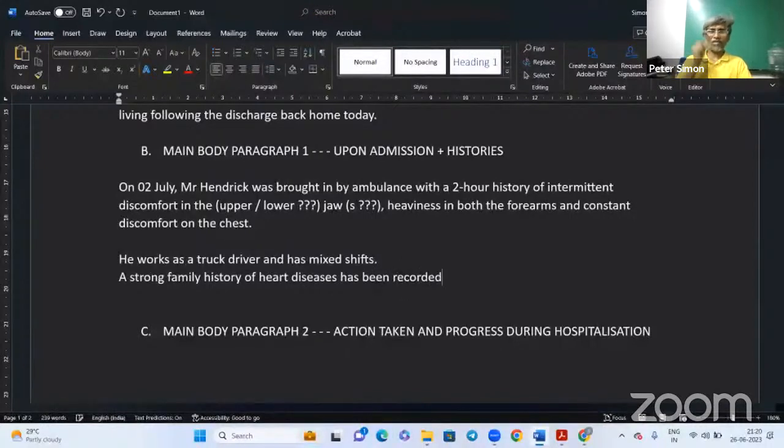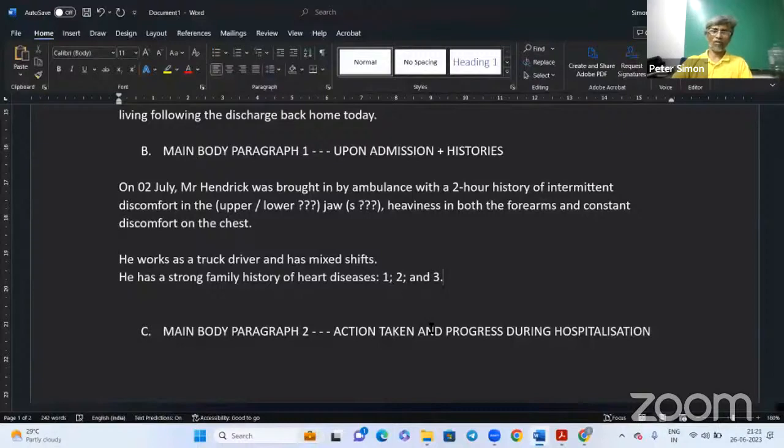Okay, this is passive voice you're writing. Or you can say, he has a strong family history of heart diseases. Colon. You can write the 3 points: 1, comma, 1 semicolon, 2 semicolon, and 3 dash.